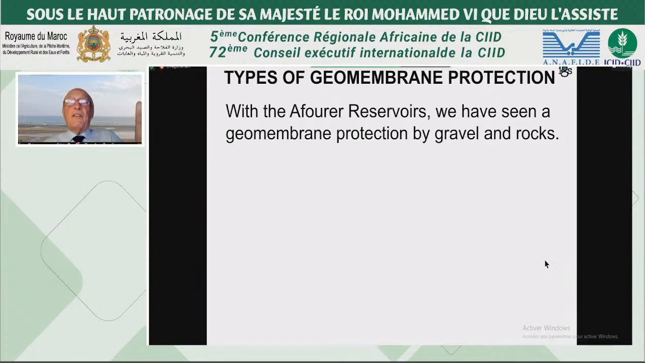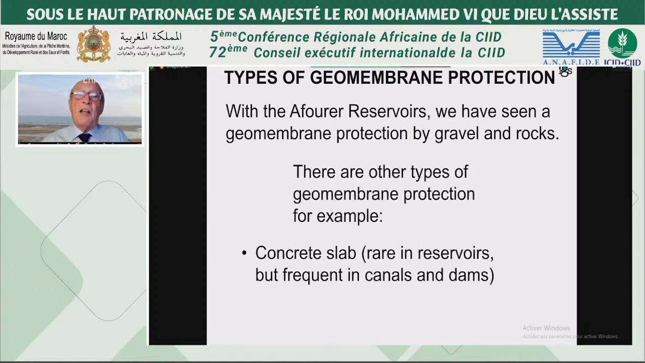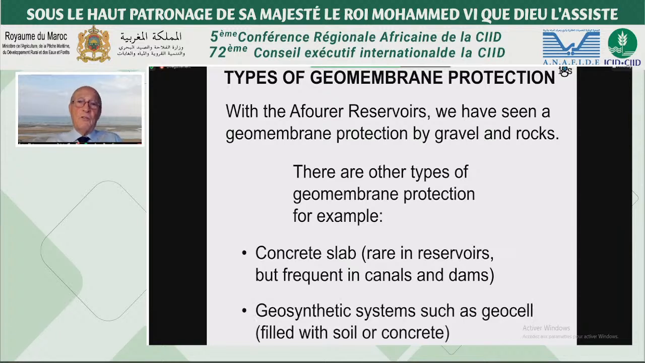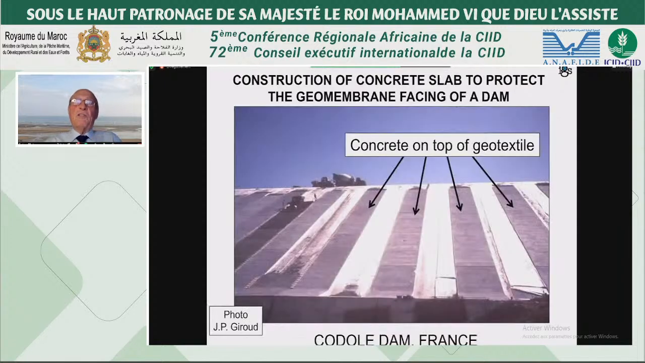Now, there are different types of geomembrane protection. With the Rosa Reservoir, we have seen a geomembrane protection by gravel and rocks. But there are other types, for example, concrete slabs, which is rare in reservoirs, but frequently used in canals and dams. Also, geosynthetic systems, such as a geocell, which can be filled with soil or concrete.